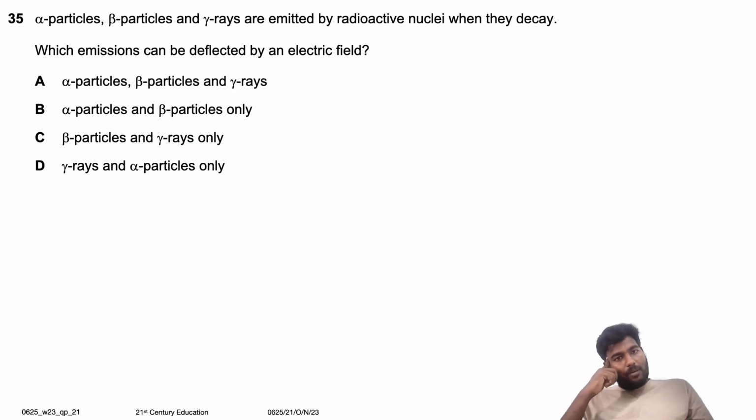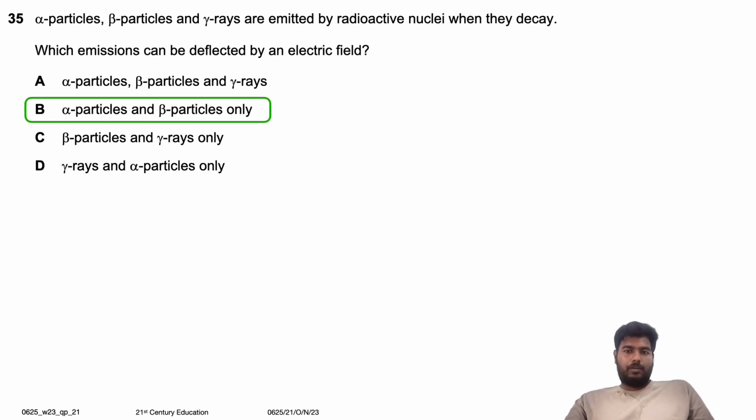Alpha particles, beta particles, gamma rays are emitted by radioactive nuclei when they decay. Which emissions can be detected by an electric field? Alpha and beta particles are charged. Alpha is positive and beta is negative. So only alpha and beta can be detected by an electric field. Gamma doesn't have charge, it is neutral.